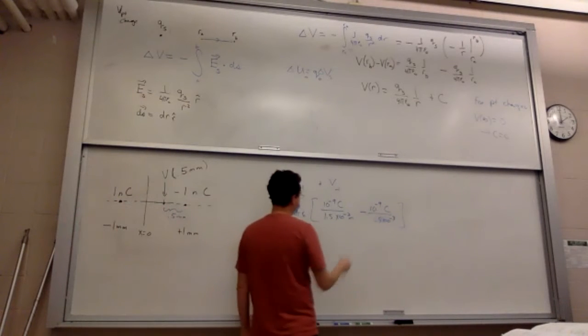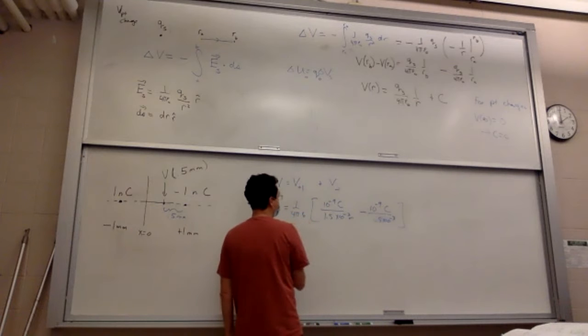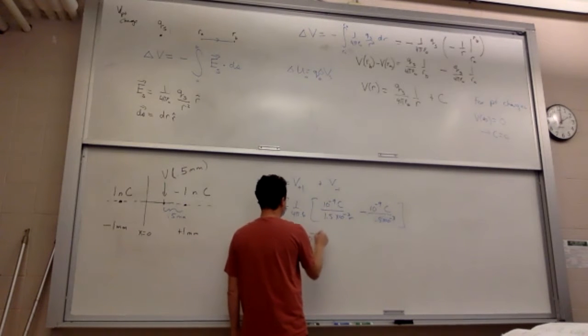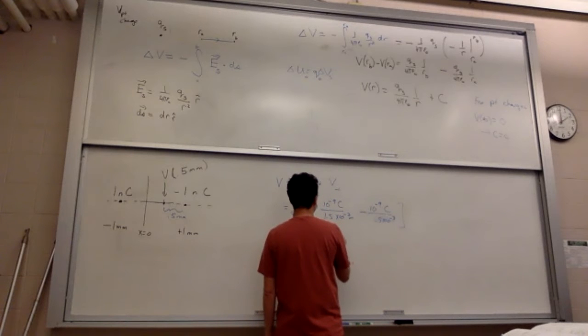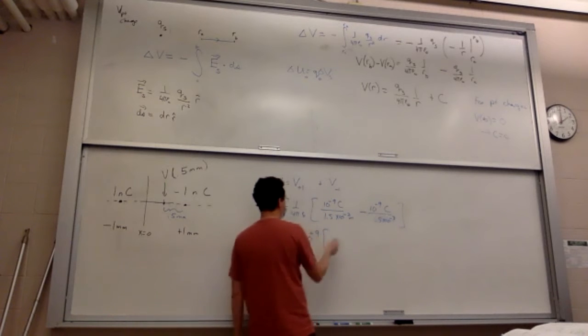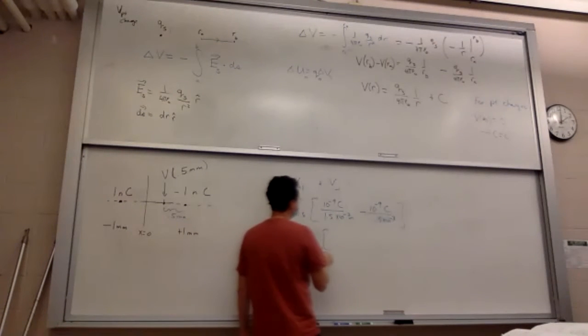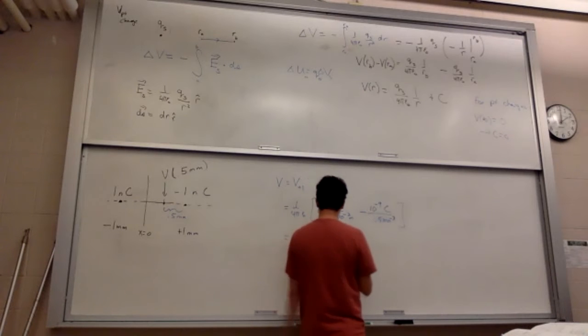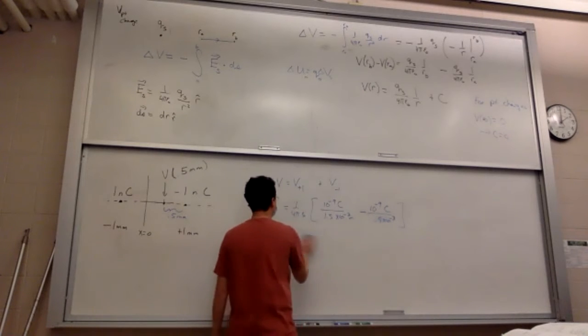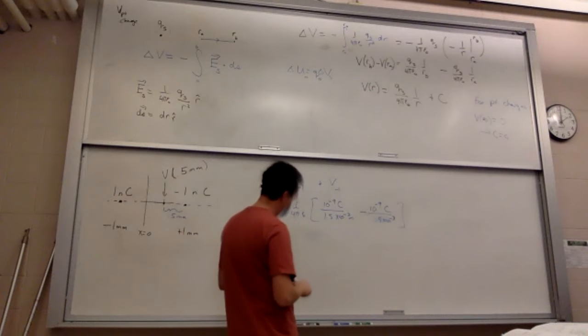So the 9 times 10 to the positive 9, times the 10 to the negative 9, makes those go away. So I get 9, and whatever you get, type it all in.